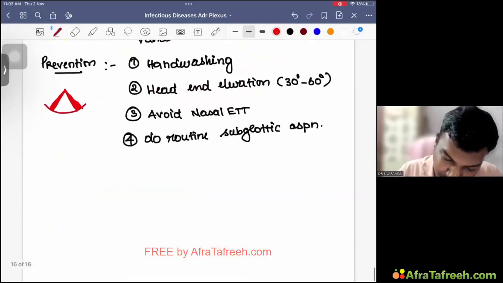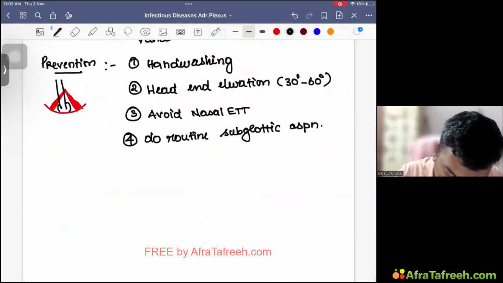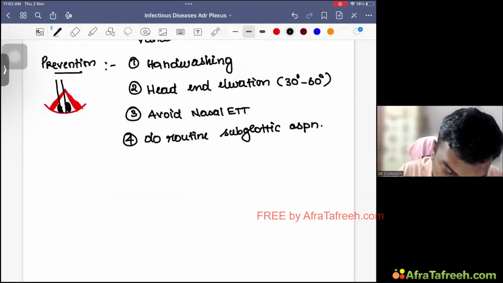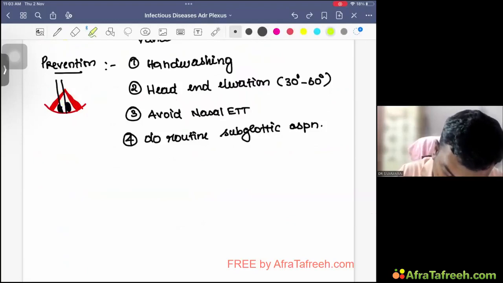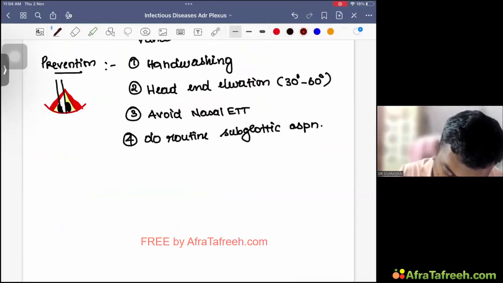Now this is the ET tube. This ET tube has a cuff here. Now what happens in this patient? There is pooling of secretions. Whenever there is pooling of secretions like this, you have to go for aspiration of it. I have to put a suction tube.